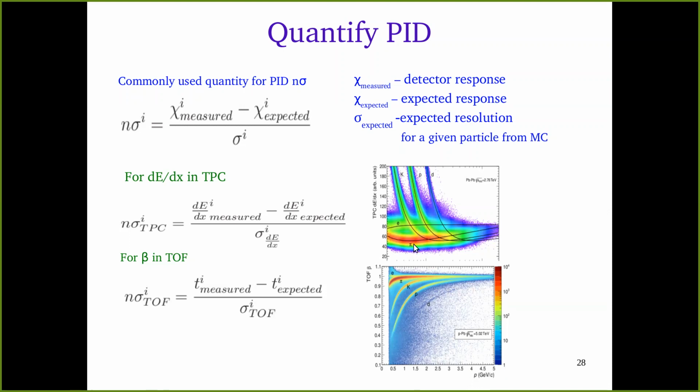Because you are quite sure, yes, they are pions, but you cannot be 100% sure that they do not have a contribution from other species. So with a particular value of n sigma cut, say n sigma TPC less than 3 or less than 2, similarly n sigma TOF less than 3 or less than 2, you can separate out the particle species that you intend to separate.